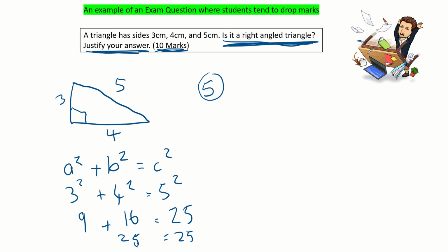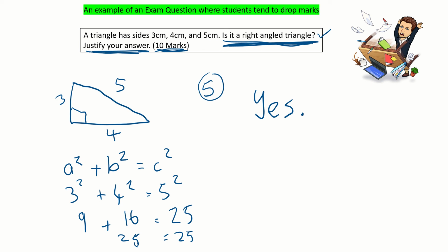Well, yes, it fits Pythagoras' theorem. And that's exactly what you need to put down in order to finish off the question and to make sure that you get your full marks. So literally writing down yes. That answers, is it a right angle triangle? That's nearly worth another 3 marks.